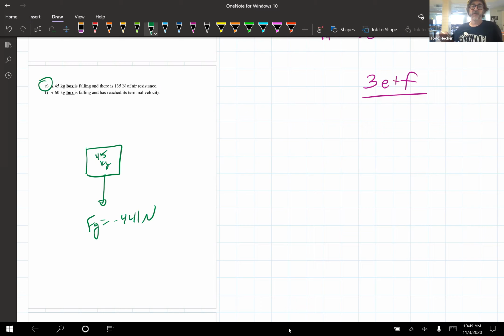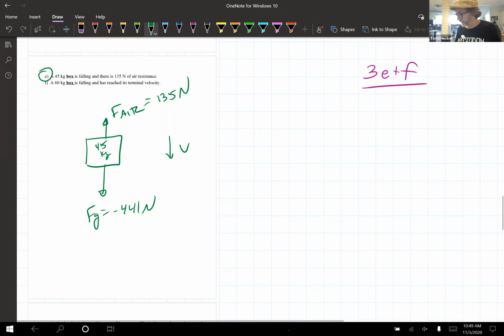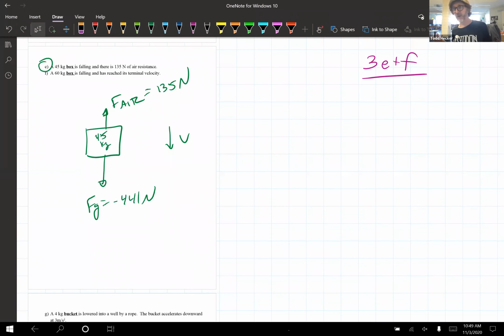Now, because it's falling, that means that our velocity is downwards, and our air resistance will resist that downward velocity. So our air resistance is going to be up. There you go. Okay. So all we got to do for here now is, I think those are the only two forces, right? It's falling. So there's nothing touching it. There's no friction. There's no Sally or Roy or anything. It's just falling, right? Okay.